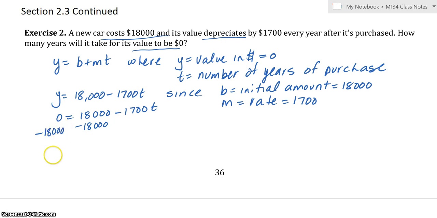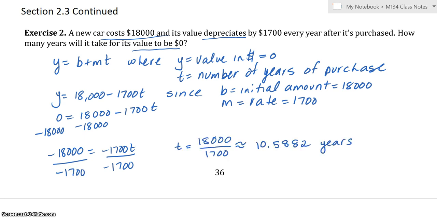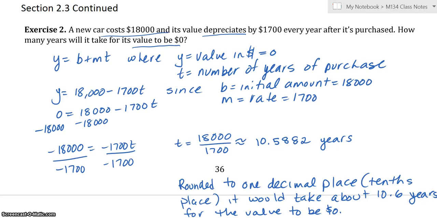Don't worry about that negative there. It's going to all work out. And then we're going to divide both sides by negative 1,700. And then you can use your calculator to find t. It does become a decimal when you divide. Two negatives are a positive, and it's about 10.5882 years. You can leave it like that. If they ask you to round to one decimal place, it would take about 10.6 years for the value to be zero.